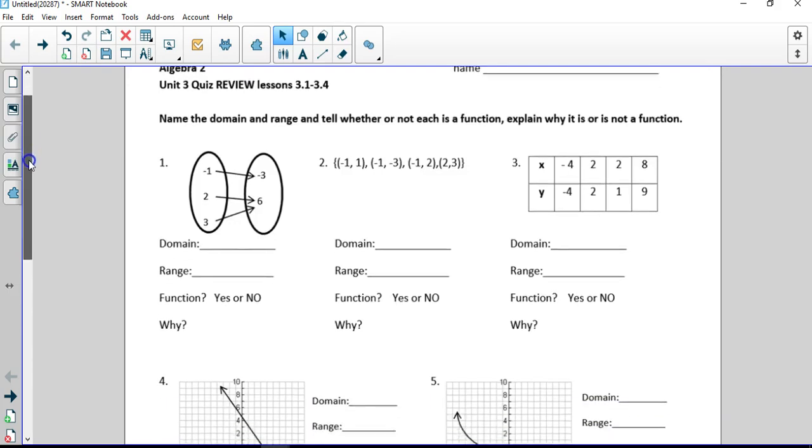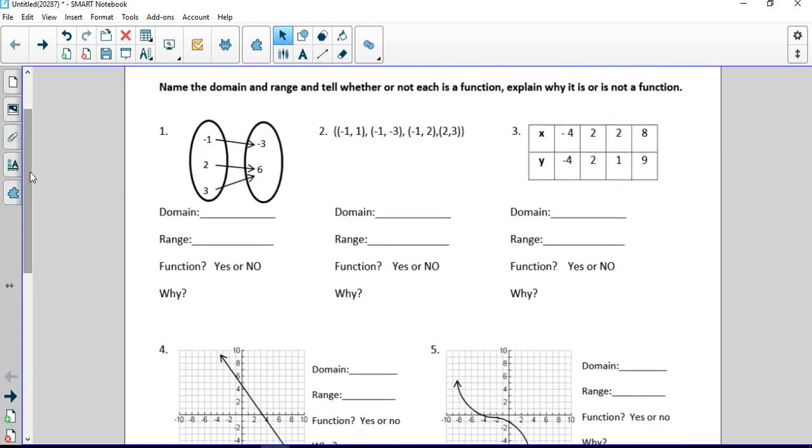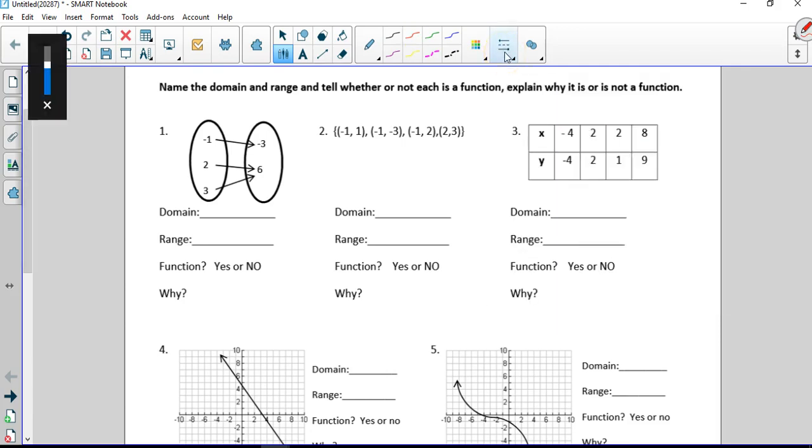Unit 3, first quiz review. So remember, when you have a set of numbers in a bubble or in a list or a table, in that case is where the domain is just the list of the values. And the range here would be -3 and 6, and that's it. Okay? Now, is it a function?